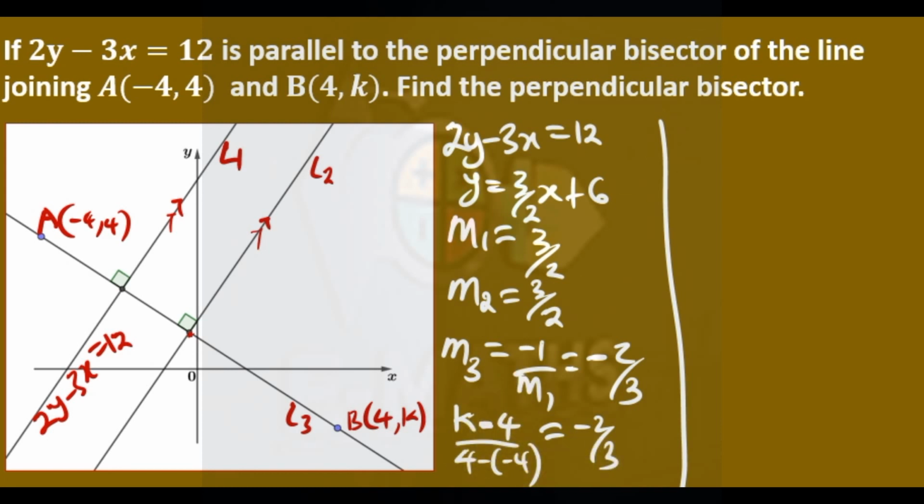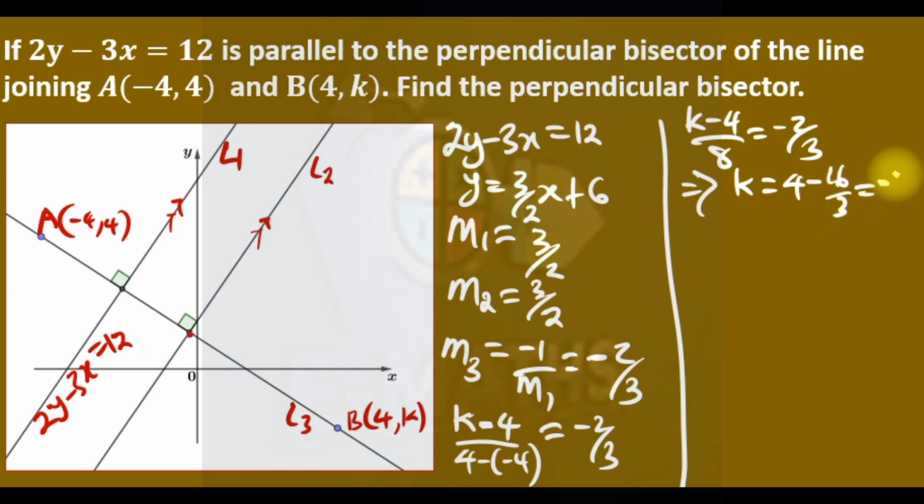So we can see that k minus 4 over 8 is equal to minus 2 over 3. If we solve for k, k is equal to 4 minus 16 over 3, which is 12 minus 16 over 3, which is minus 4 over 3. That's our value of k.